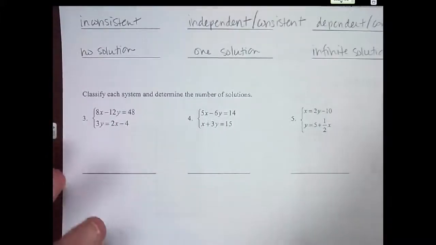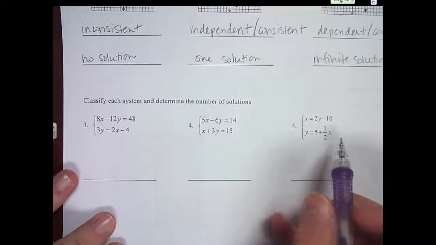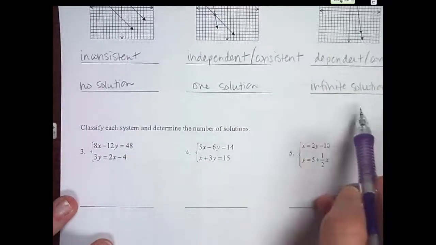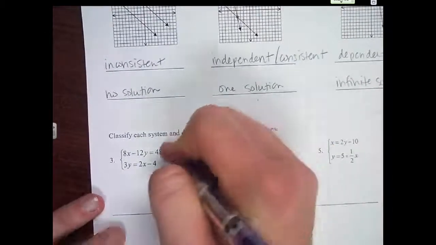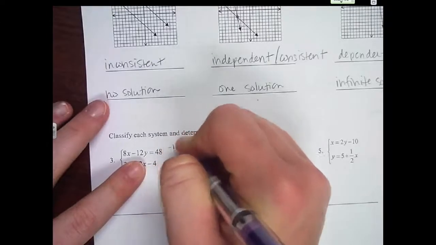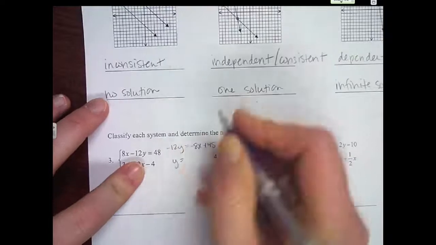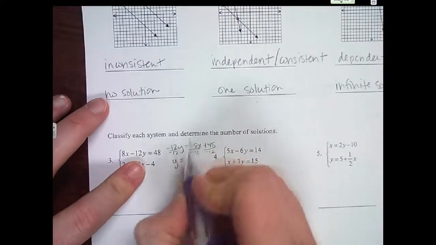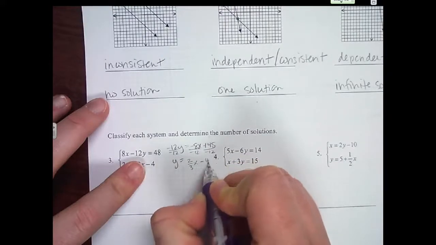So a couple things here. Some of you guys are going ahead and solving these. That's fine, because if you solve them, you're going to get no solution. You're going to get one solution or infinite solutions. You don't have to do that, though. You could just get y by itself. So I'm going to get y by itself on this one, subtract the 8x over, and divide by -12. So I would get 2/3 x minus 4.